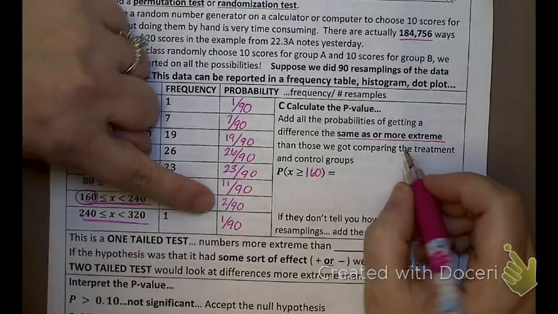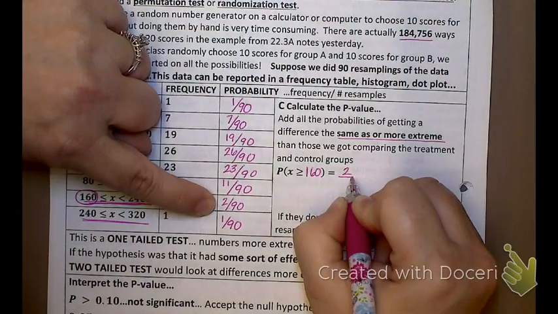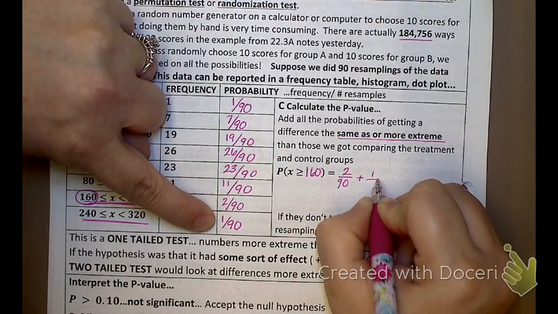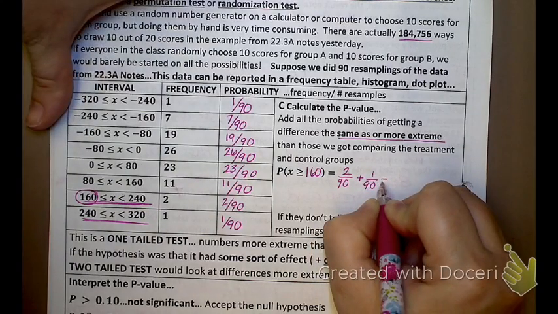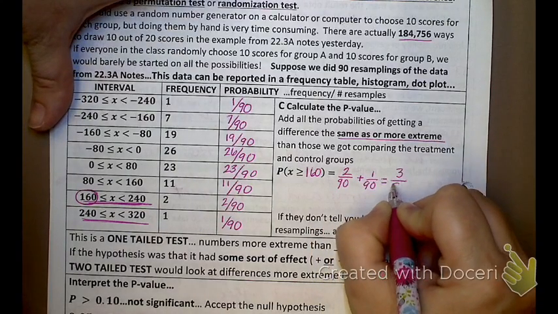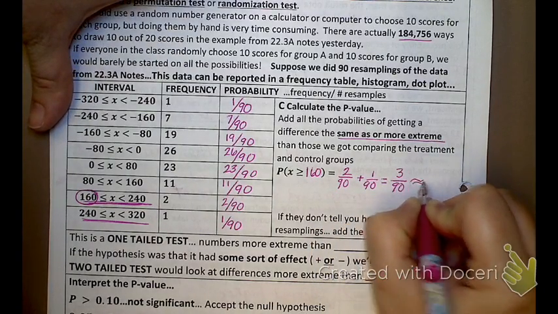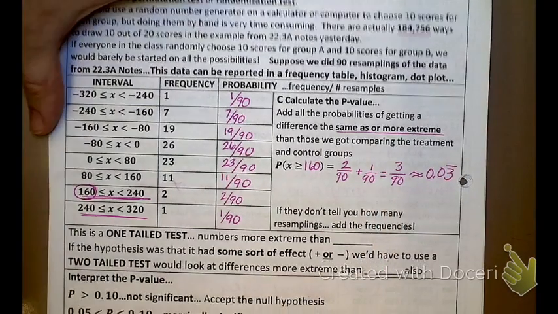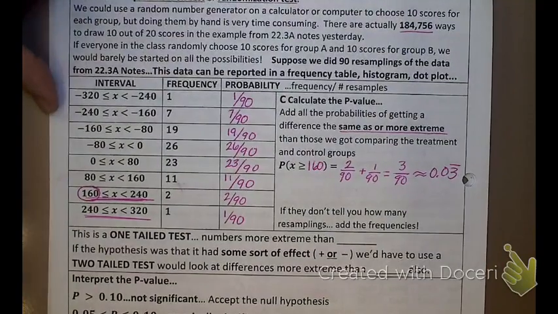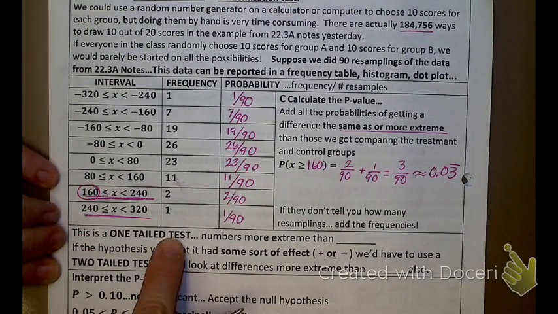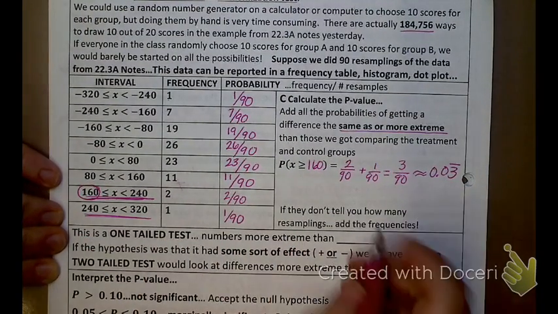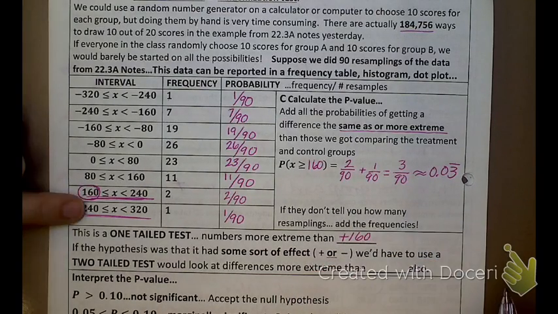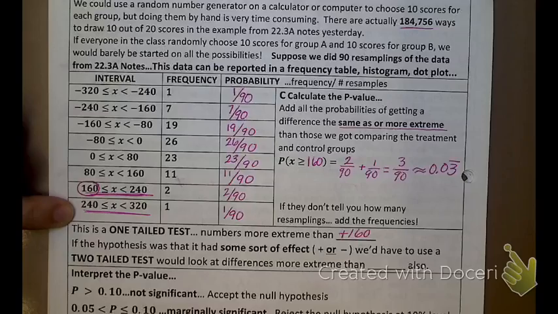So I would take their probabilities, 2 over 90, and add it to the other probability, 1 over 90, and that gives me a result of 3 over 90, which is approximately 0.03. All right. So this is what's called a one-tailed test. Numbers more extreme than positive 160. We're only looking at the positive 160.